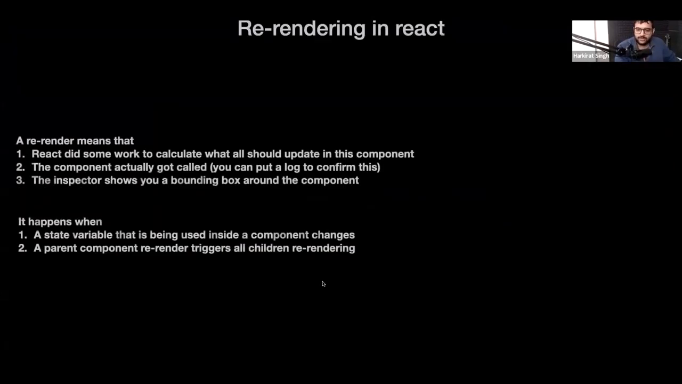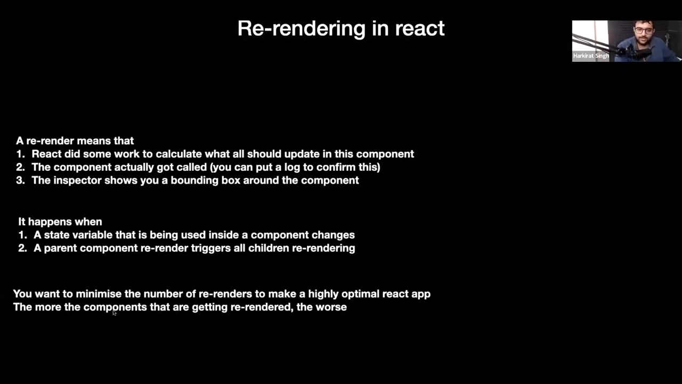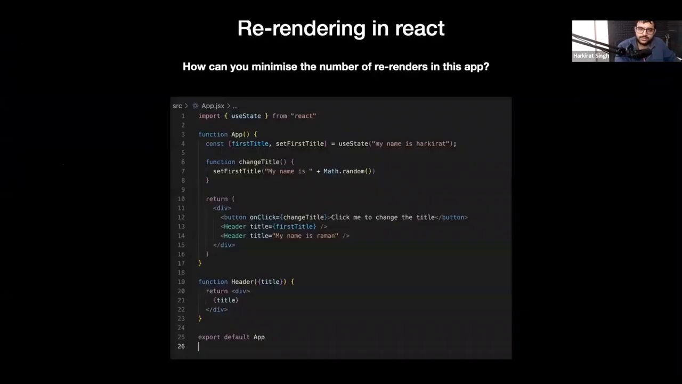You want to minimize the number of re-renders to make a highly optimal React app. The more components that are getting re-rendered, the worse. How can you minimize the number of re-renders in this application? This is our application, a cleaner version. It only has 2 titles, but it is the same code we've written until now.